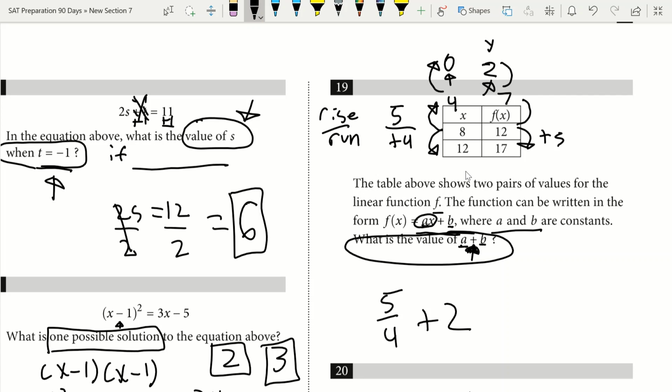So b then has to be 2. I know that 2 can be rewritten as 8 over 4. Okay, so I write 8 over 4. That way it's easier for me to add them. And I see my answer then is going to be 13 over 4. So you could write that as 13 over 4. You could also write that as 3.25.